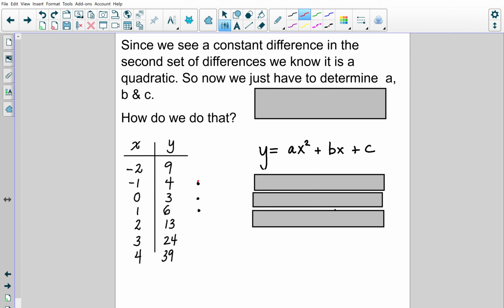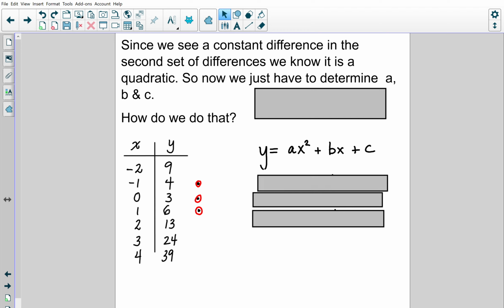I've chosen kind of the easy ones. I like easy numbers to work with, so 1s and 0s are always my choice, but any 3 would work. You could choose 13, 2, or 2, 13, excuse me. All right. And you put them into that general quadratic, trying to find a, b, and c.